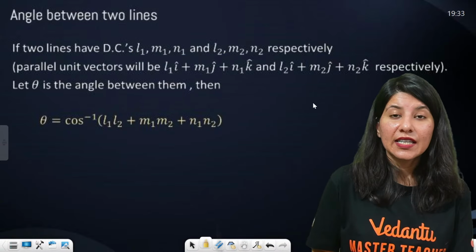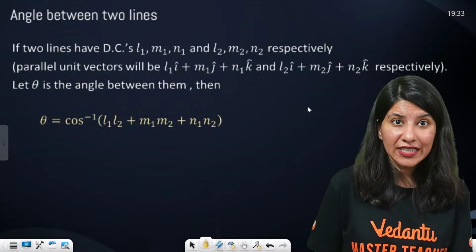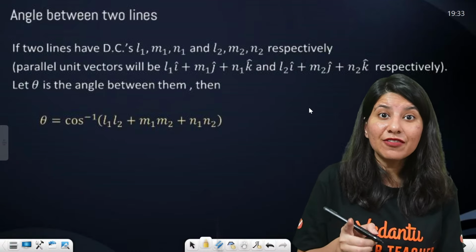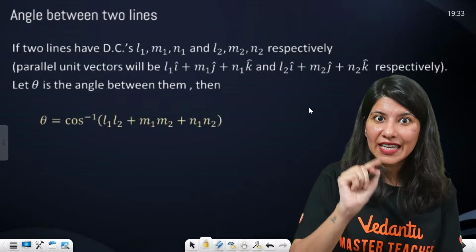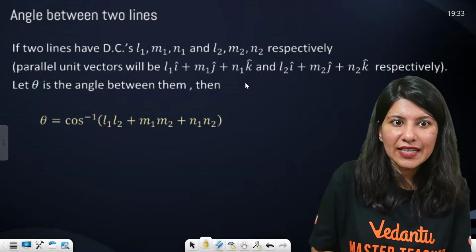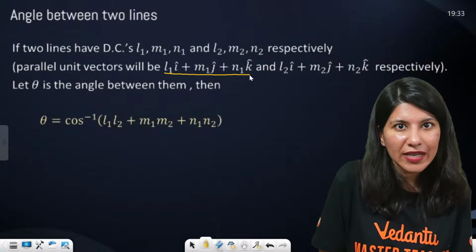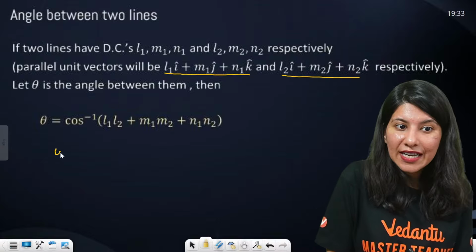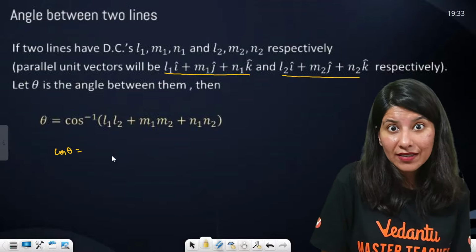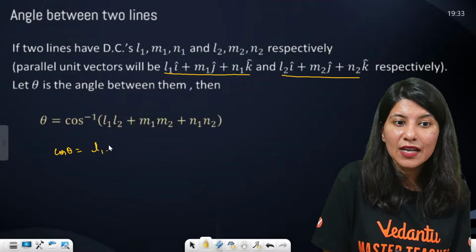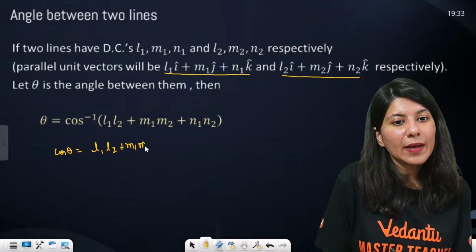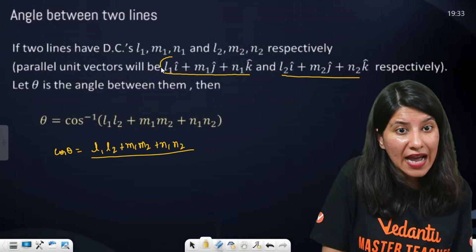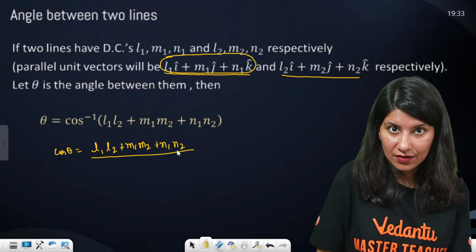Okay. Now understand. So now we have studied the angle between two lines if direction ratios are given. But if direction cosines are given, then understand again same thing. If direction cosines are given, then the vectors will be l1, m1, n1 and l2, m2, n2. Again, cos theta will be what? Dot product upon the magnitude of each. Cos theta will be l1 l2 plus m1 m2 plus n1 n2 upon the magnitude of the first vector.